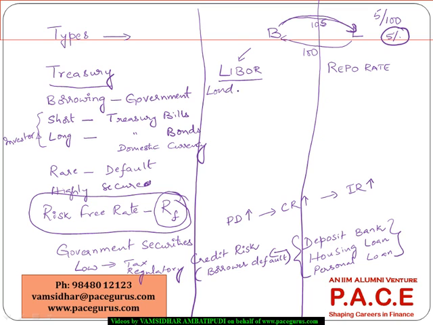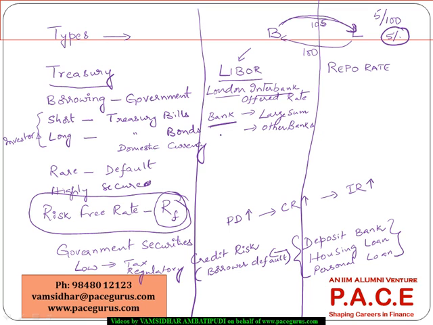LIBOR typically stands for London Interbank Offered Rate. Now the sentence itself is clear, the acronym is clear. This is the rate at which one bank is prepared to deposit its money, generally a large sum of money, with other banks. So what is the interest rate which a bank expects if it wants to deposit its money with other banks?